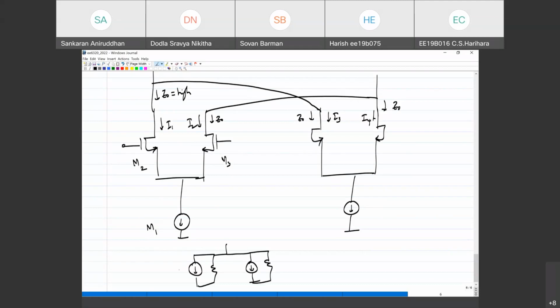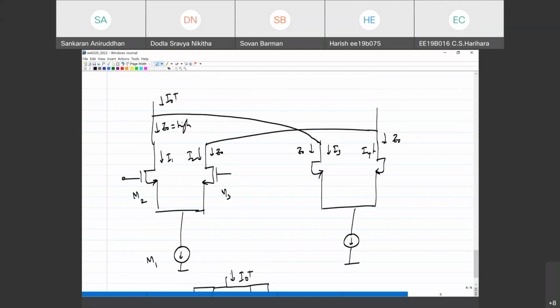So I1, I3, so this is basically IO plus, let us say. The same is not the case in the passive mixer. When the device is on, it's a switch, right? It's basically deep in the triode region. You don't see that effect at all. Does this make sense?